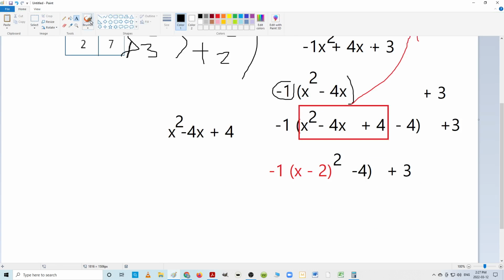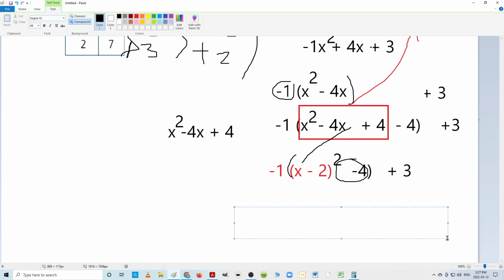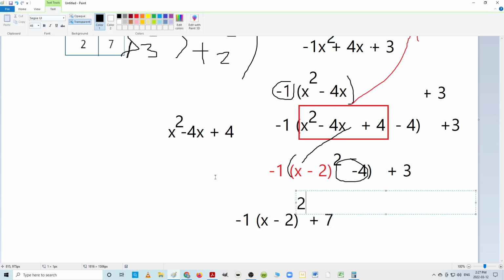The problem, though, is this minus 4 is technically still trapped inside this whole bracket here. But I did convert that to that, which is great. I just have to get this minus 4 out with the 3, and to do that, you have to multiply by whatever number is up here. So as a final result, I get this. When I multiply minus 4 by minus 1, I get plus 4, plus 3, which is plus 7. Which means by completing the square, I've discovered that the vertex is 2, 7.